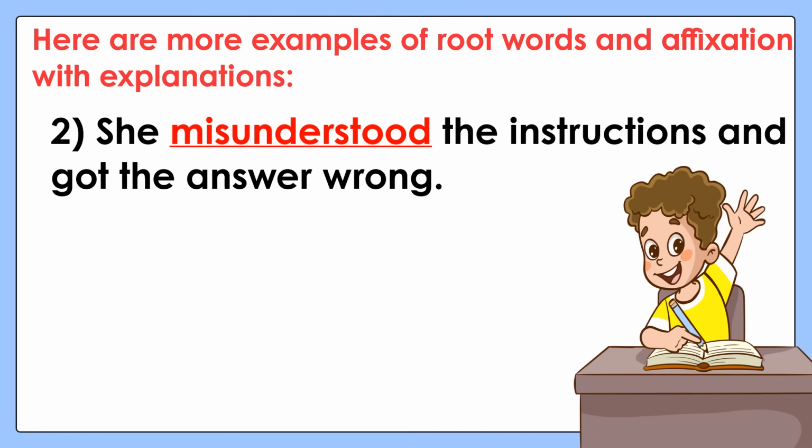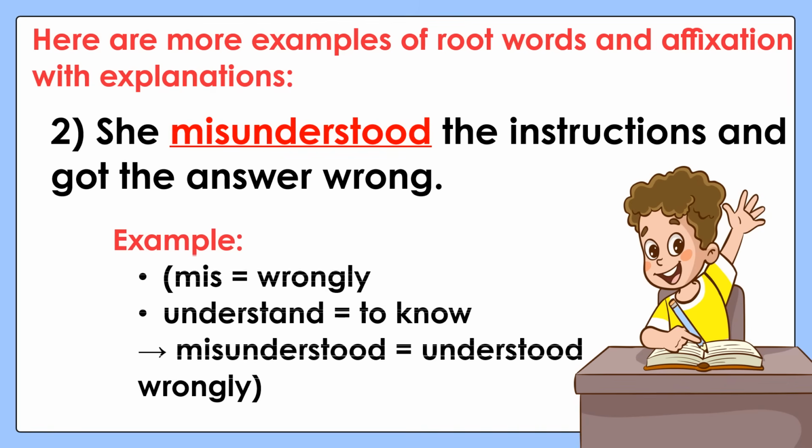Second, she misunderstood the instructions and got the answer wrong. Example, mis means wrongly. Understand means to know. And misunderstood means understood wrongly.